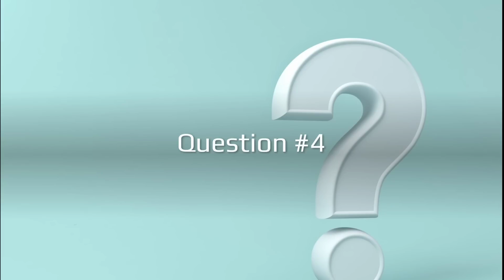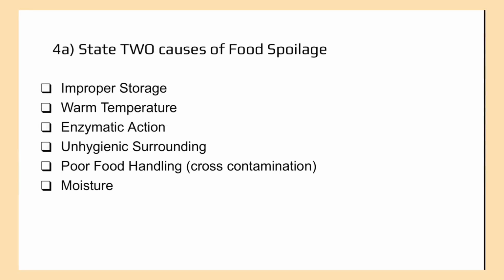Now that we've completed questions 1, 2, and 3 of the 2023 CSEC Food and Nutrition past paper, we're going to move on to the remaining questions. So let's take a look at question 4. Question 4a is asking us to state 2 causes of food spoilage.